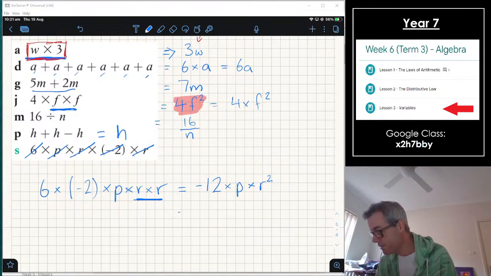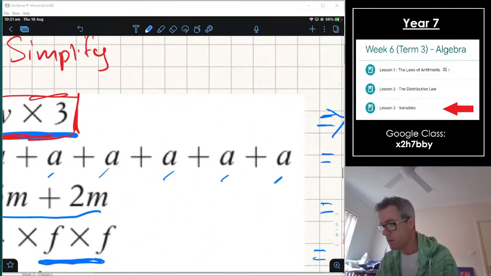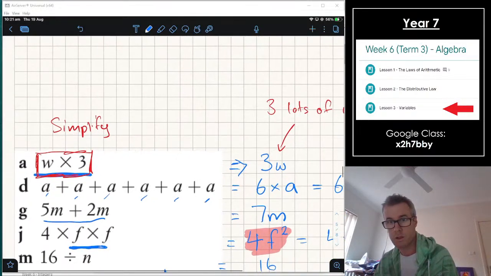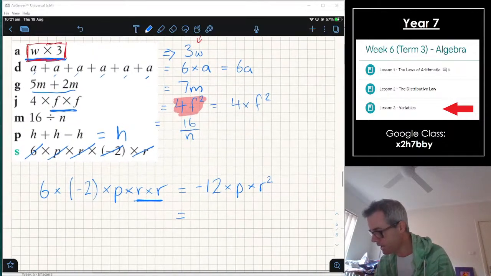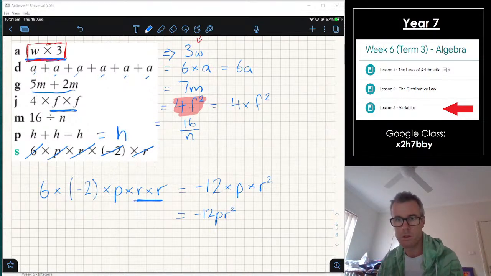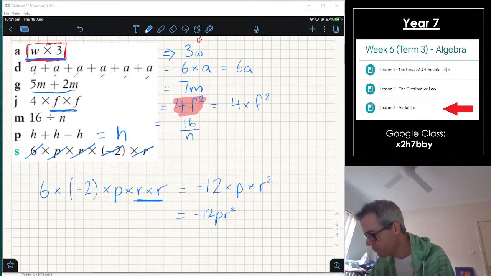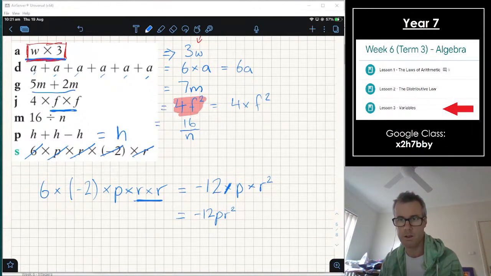We can simplify this again, right? In the same fashion that we looked at question A, where all we did was just get rid of the multiplication. Where we look at the multiplication. My answer here is going to be -12 p r to the power of 2, like so. Because you can see what we've done is we've removed these multiplications and simplified it even more into this problem here.